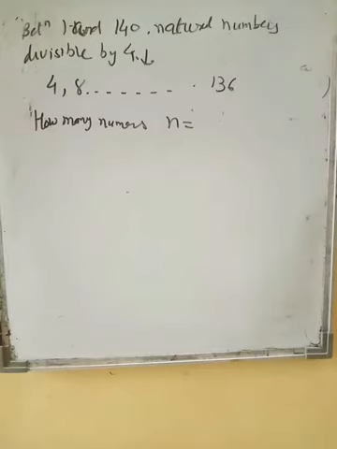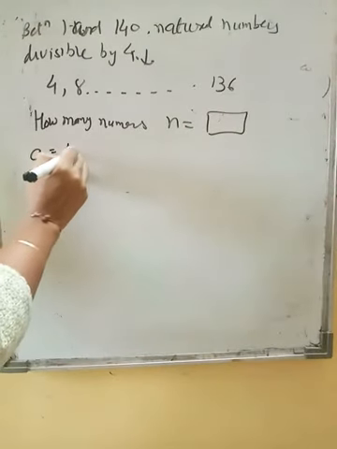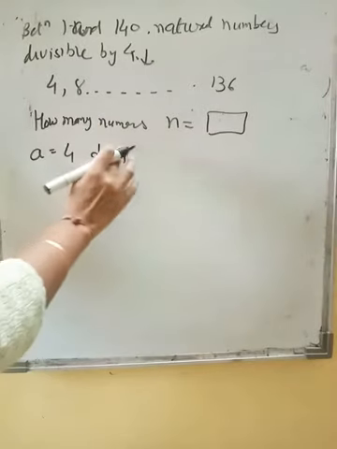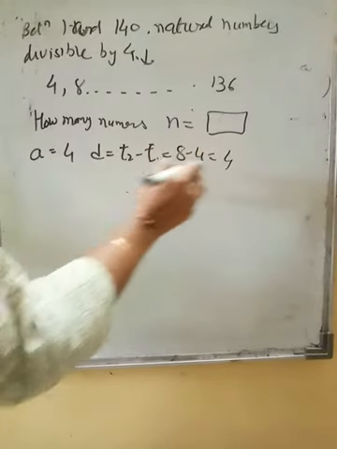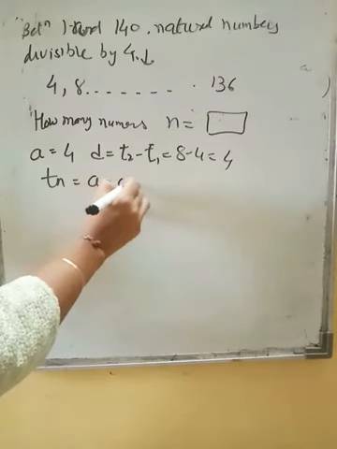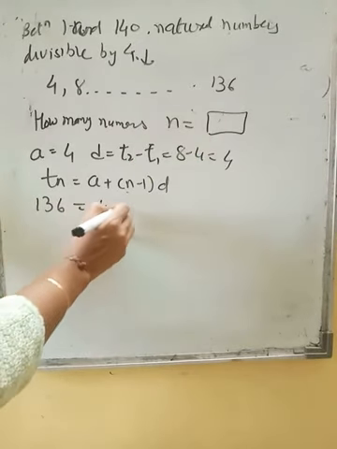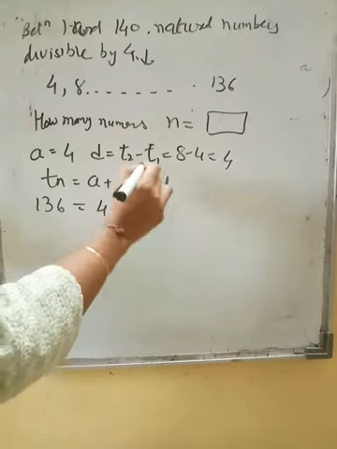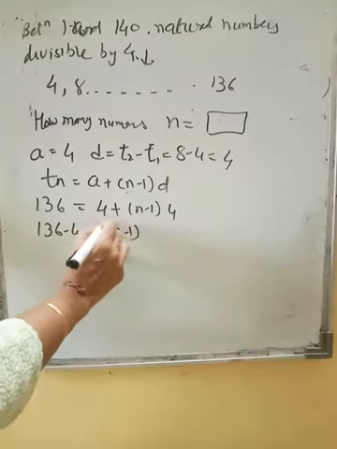So to find out how many numbers there are, children, we need to solve it. You can think I am keeping a box here, but I am solving it here. So here my A is 4 and D is also 4. T2 minus T1, that is 8 minus 4, that is 4. So let me use the formula. Tn is equal to A plus n minus 1 into D. My Tn is 136. A is 4 plus n minus 1 into D is 4. So 136 minus 4 is equal to n minus 1 into 4.